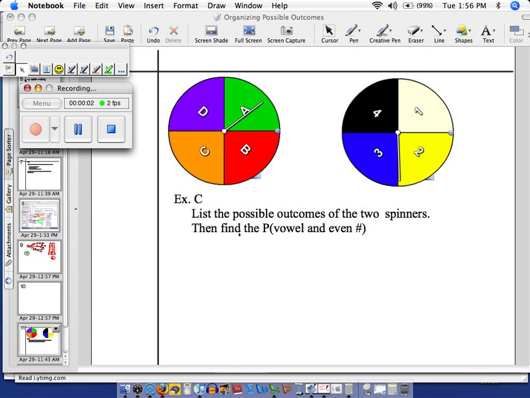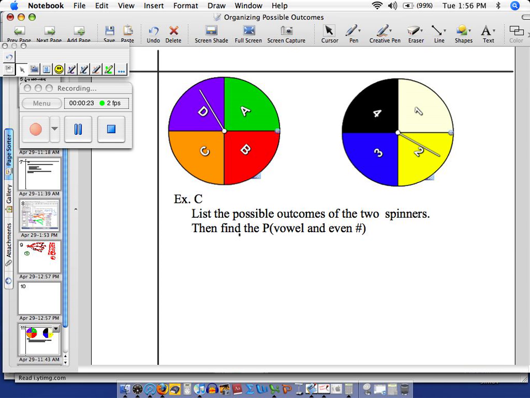In example C, what you have are two spinners. Disregard the color of the sections or the segments. It doesn't matter. What matters are the letters and numbers and the combinations that they make when you spin. So if you were to spin the first one, it'll land on a letter. And then spinning the second one, it'll land on a number. So it's D2.